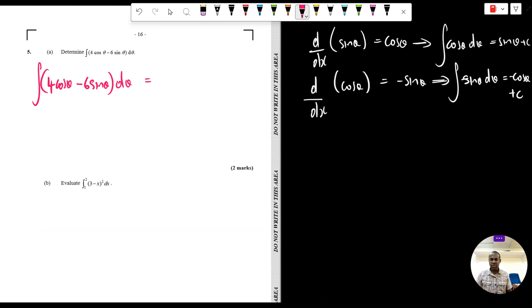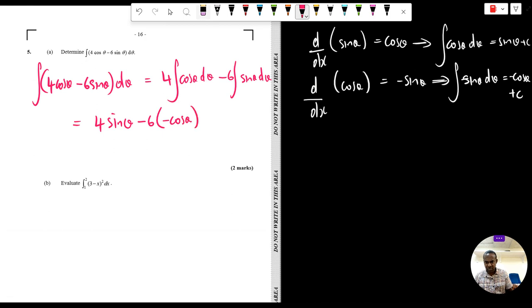So the 4 and the 6 are just multiplying constants that we keep. That is basically the same thing as 4 times the integral of cos theta d theta minus 6 times the integral of sine theta d theta, right? That is essentially what we're doing here. And so this gives us 4 sine theta minus 6 times minus cos theta plus our integration constant c.